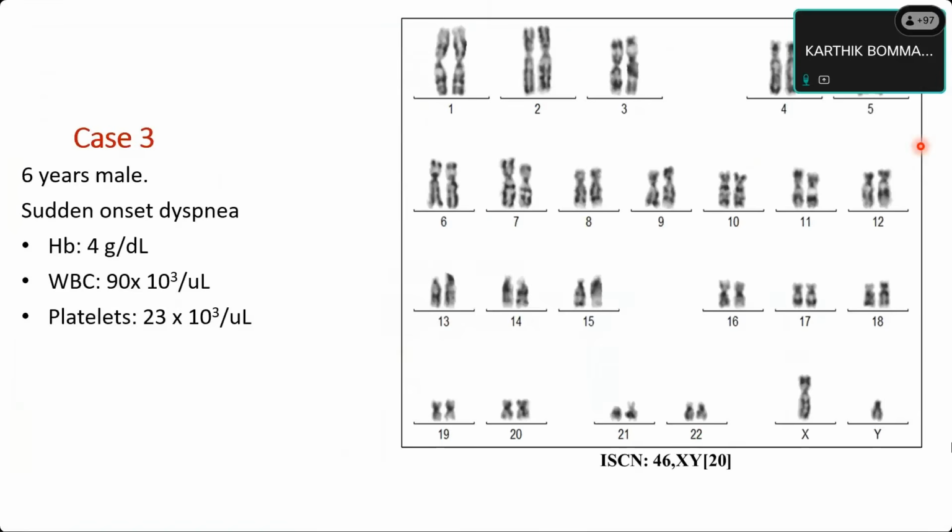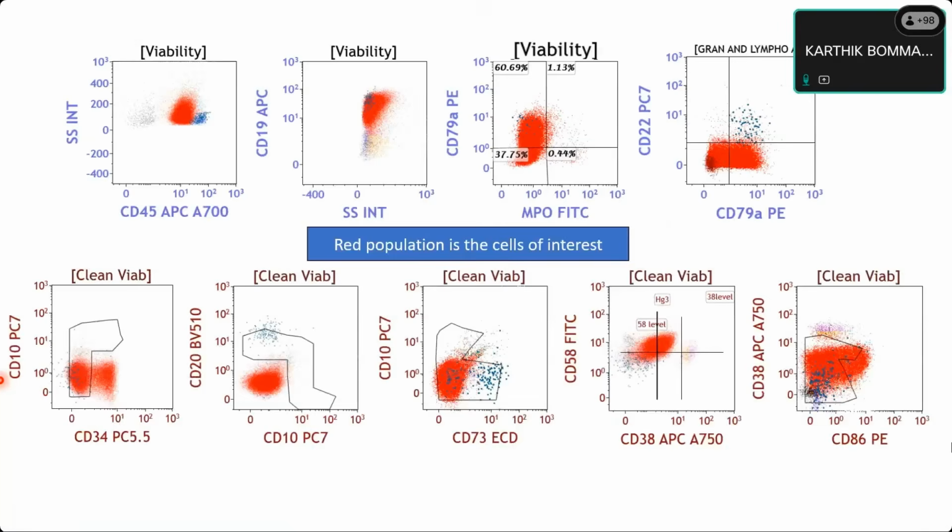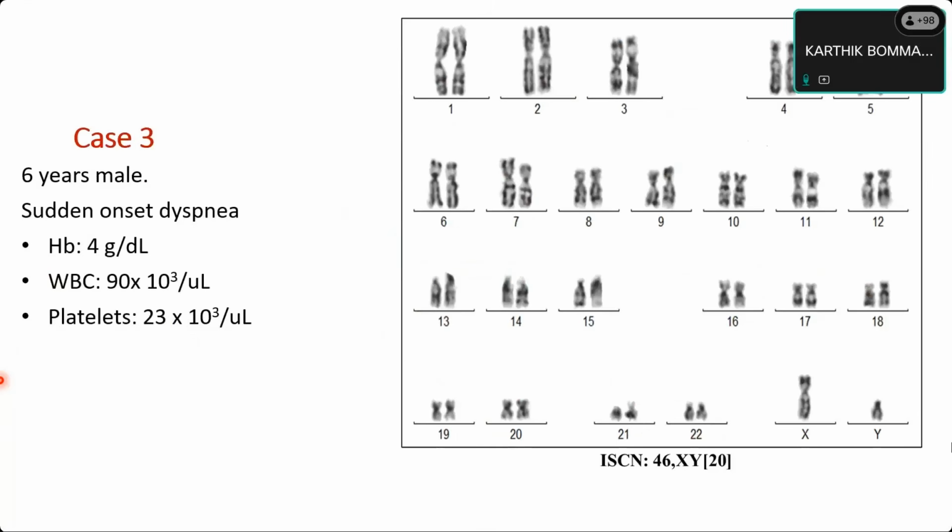Okay, next case. A 6-year-old male with sudden onset dyspnea, hemoglobin 4, WBC 90,000, platelets 23,000. This is the karyotype. Dr. Ruchika? Yes, sir. This patient is also a B-ALL, and this is the karyotyping. What is this karyotyping? Is there anything abnormal? It is normal XY. Do you think there can be some abnormality which is still present in this case?